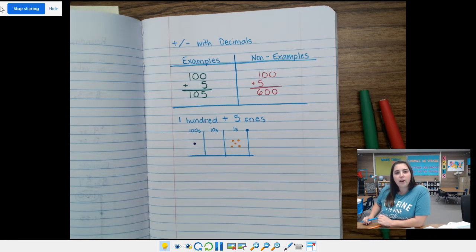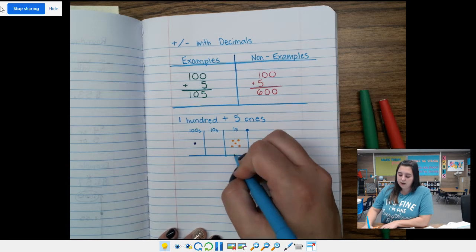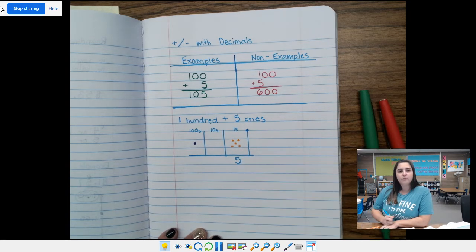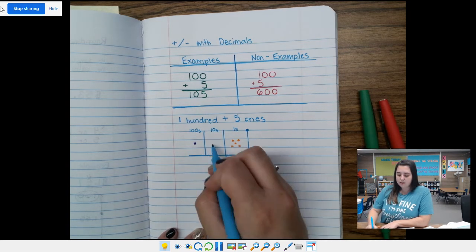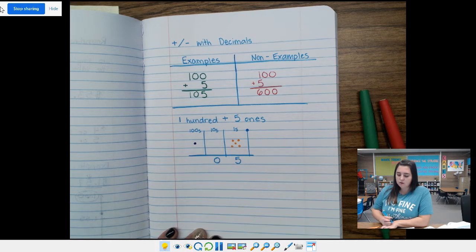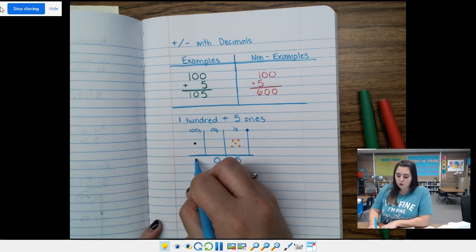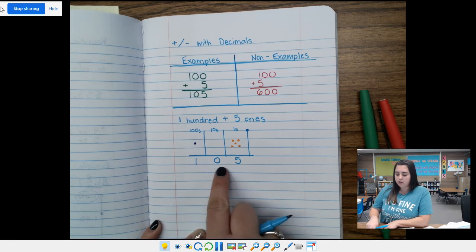There we go. So when we are figuring out what our answer is, I'm looking at each of these place values and figuring out how many do I have in there. So in my ones column, I have 5. My tens column, I have 0. And in my hundreds column, I have 1. 105.